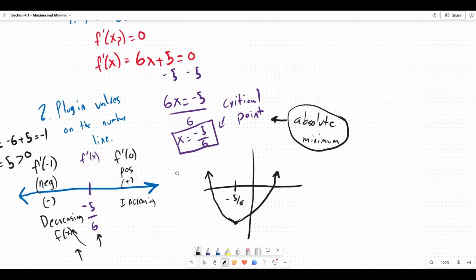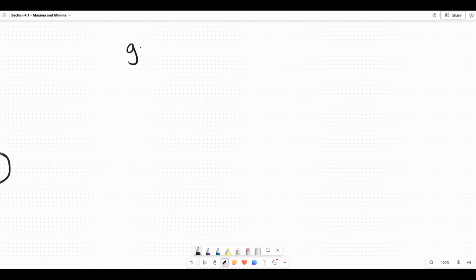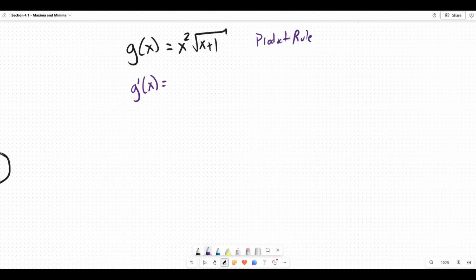Okay, let's do a much more difficult example. Let's say g of x is x squared times the square root of x plus 1. Remember, step 1, we're going to find the critical points. Let's take a derivative. This is going to be product rule. We have the first times the derivative of the second, plus the derivative of the first times the second. We're going to try and set that equal to 0.